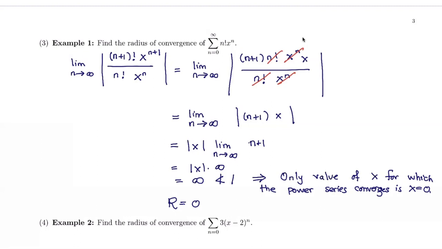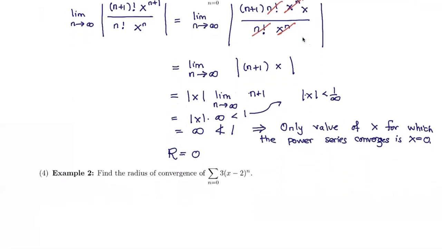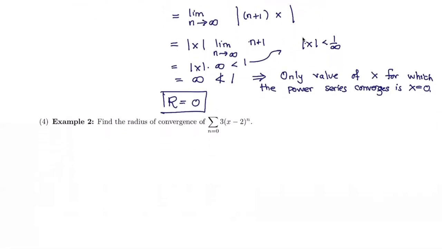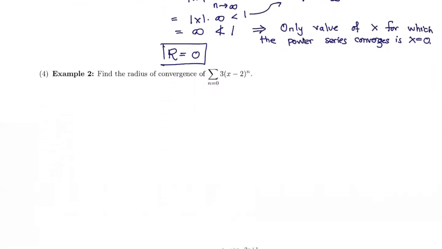Remember that if we were to try to solve the inequality up above, you would have ended up with the absolute value of x less than 1 over infinity, which would have given you the radius of convergence being 0. Let's try another example. So the radius in this case is r is equal to 0, which means it only converges at a point. In our next example, we are not centered precisely at 0, we are centered at 2.